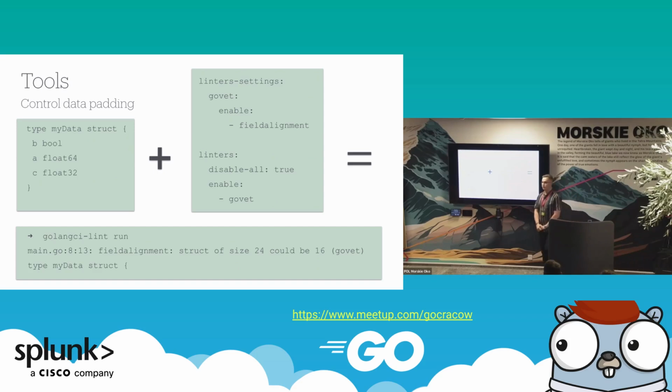Okay, so if you want to go to your code and check all your structs for potential savings on memory, you don't have to do that. There is a linter for it. So this is about data padding. It's included in go vet. So what you have to do is enable it. And if you want to save some memory, you'll get output that you can do it better.